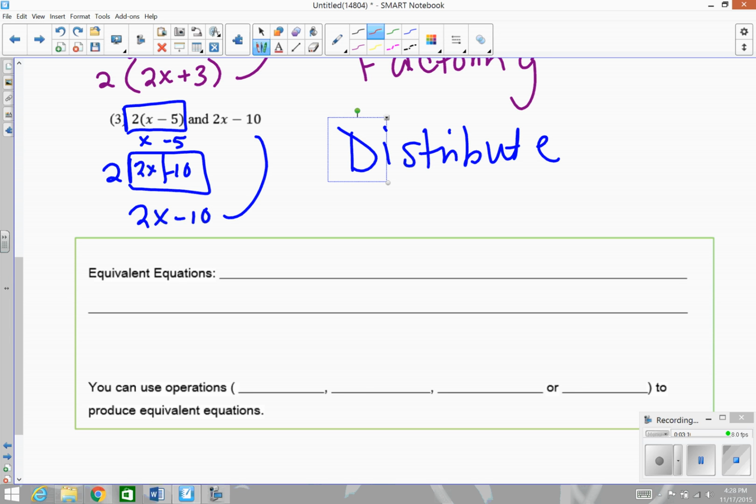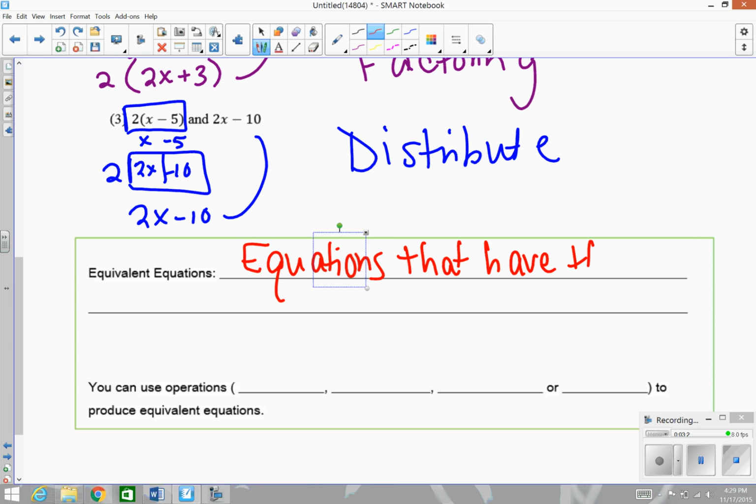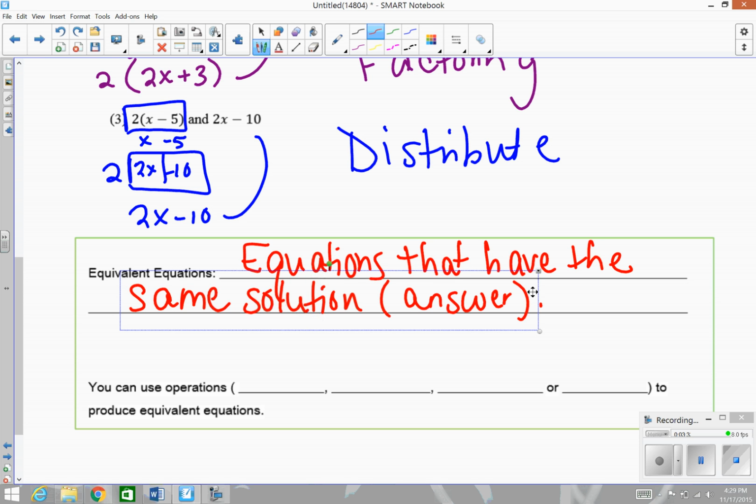Equivalent equations are equations that have the same solution. And by solution, I mean answer. They have the same answer. We can use our operations, adding, subtracting, multiplying, or dividing to create or to produce these equivalent equations. So go ahead and finish filling that out, and then when you're all set, flip the page.